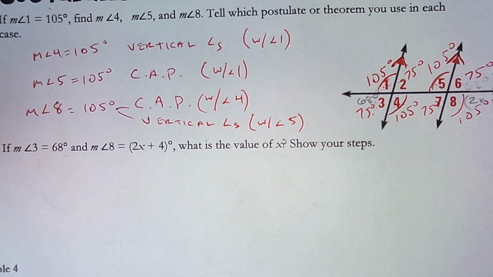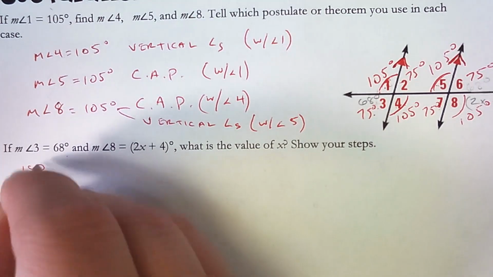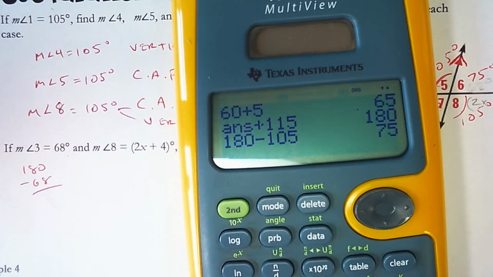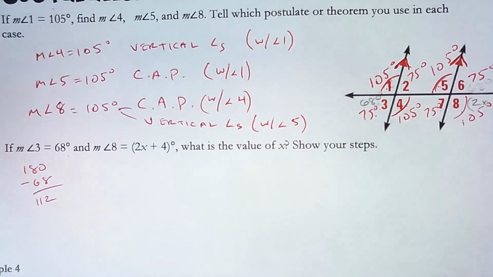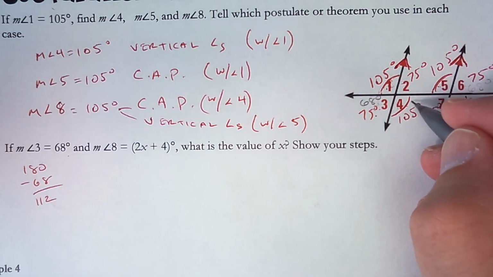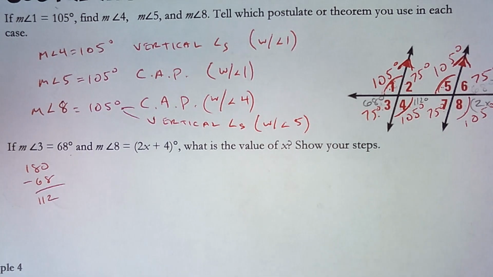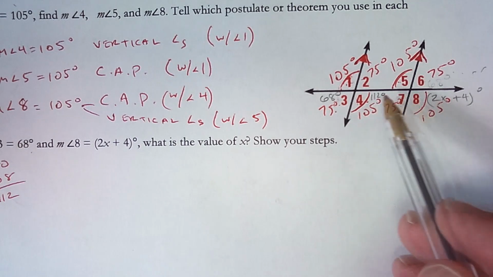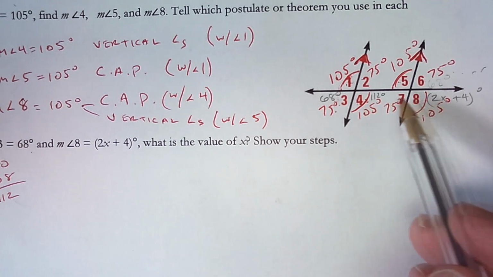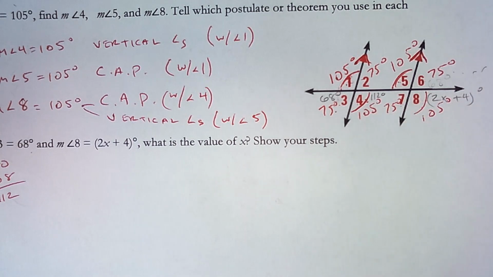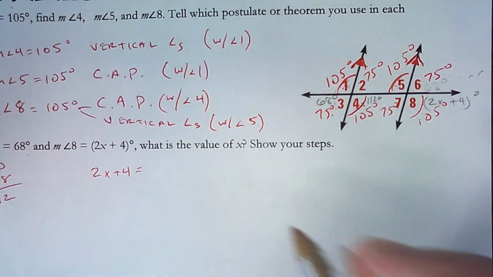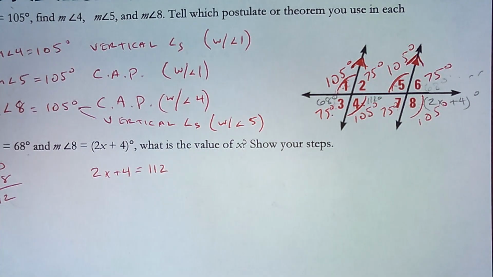Okay, so here's what I'm going to do. I'm going to start with 180 minus 68. Okay, I can use a calculator for that. So 180 minus 68 is 112. Okay, so that means angle 4 is 112 degrees. So now I've got a pair of corresponding angles, so they're both in a bottom right position, so these are congruent to each other. So 2x plus 4 is equal to 112 degrees.